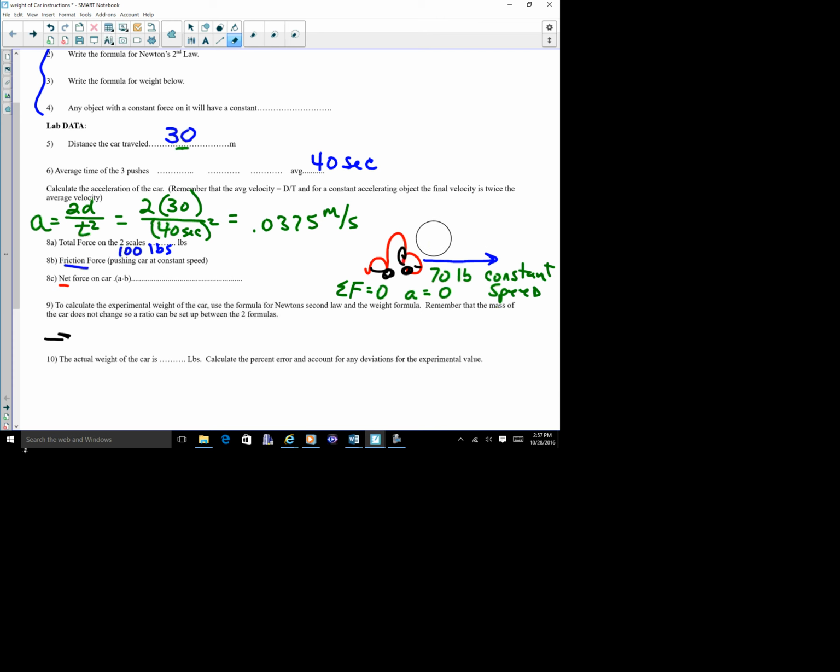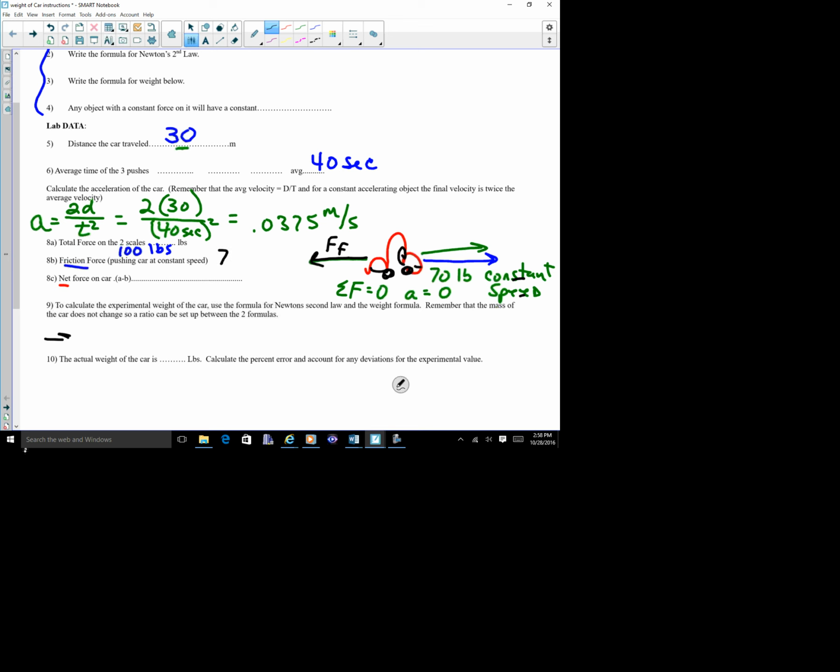If the net force is equal to 0, that means the 70 pounds going this way must be canceled by 70 pounds of friction. So there must be 70 pounds of friction going the opposite way. So the whole purpose of going out and pushing the car at a constant speed is to measure friction. And so I'm just going to put that down. Let's just say friction was 70 pounds.